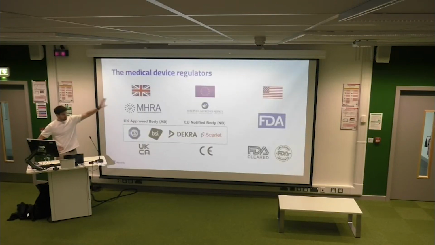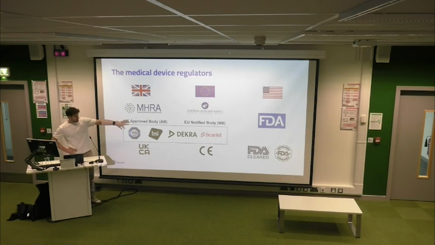And then in terms of how all this regulation works, some people get a bit confused by this, so I thought I'd make it clear. In the UK, we have the MHRA, which is the ultimate supervisory authority, and they regulate what are called UK-approved bodies, or the equivalent in Europe, a notified body. These are organisations like BSI, the British Standards Institute, and some other ones you may have heard of. Scarlett is a newer entrant, a startup themselves, but a tech-enabled notified body specialised for software, so one to look out for.